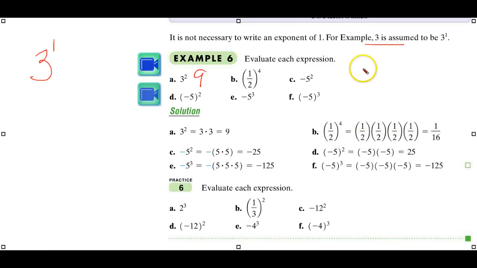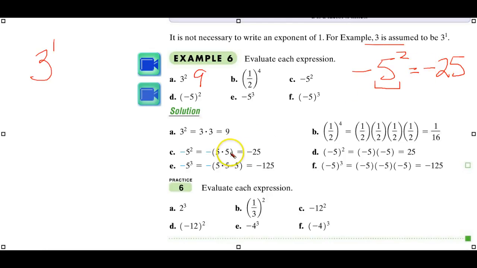Now this one is tricky, because what is our base here? Is it -5 or just the 5? And the answer is just the 5. So here we raise 5 to the second power, which is 25, and we now apply the negative sign. Very critical, this.